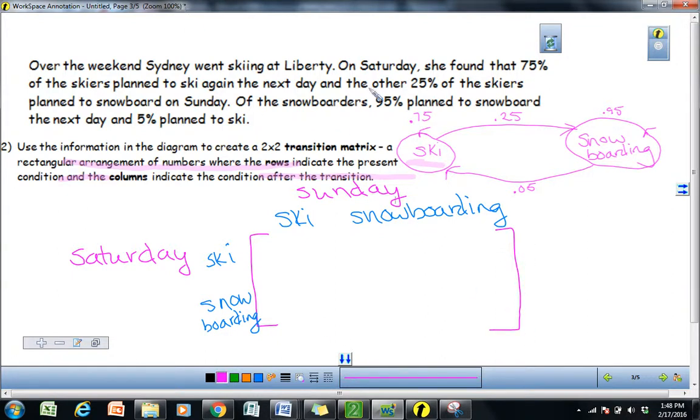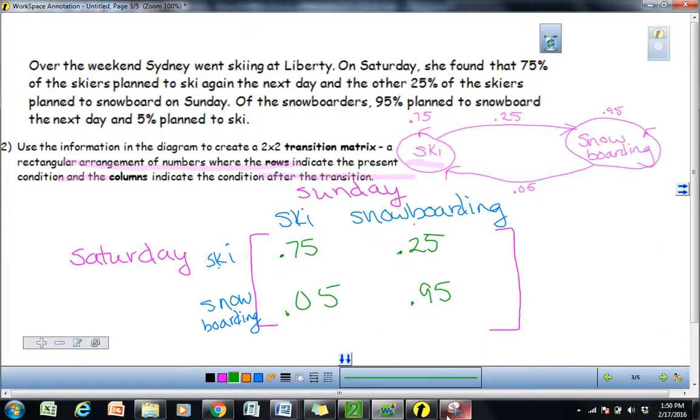So now I look up at my diagram and ask, what percent go from skiing on Saturday to skiing on Sunday? That's this circle here, that is 0.75. What percent go from skiing on Saturday to snowboarding on Sunday? That's this arrow here, so that's 0.25. Now I need snowboarding on Saturday to skiing on Sunday. That's this one, 0.05. And then snowboarding to snowboarding is our 0.95. So this is now our transition matrix.